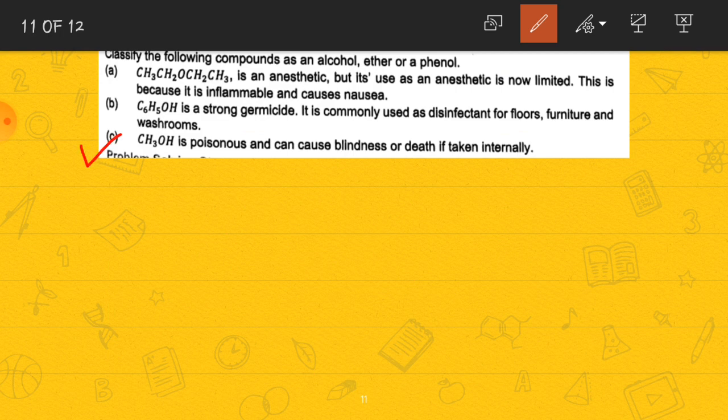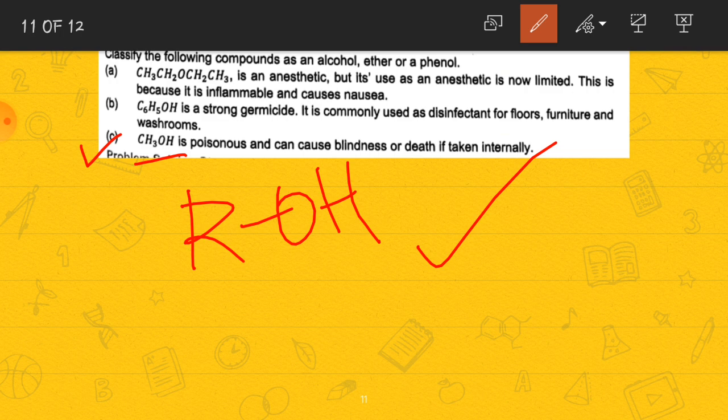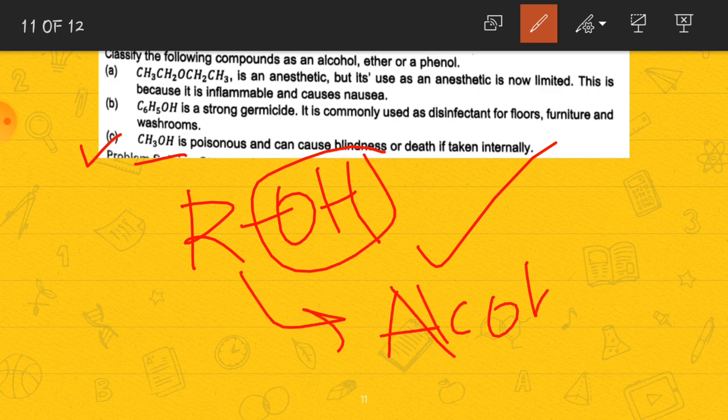For the third one, CH3OH is poisonous and can cause blindness or death if taken internally. What is it? Now here, this OH group is attached to an alkyl group. The alkyl group here is CH3. So the general formula for this compound may be written as ROH, and we know that all compounds having this OH group will be classified as alcohols. So CH3OH is an alcohol.